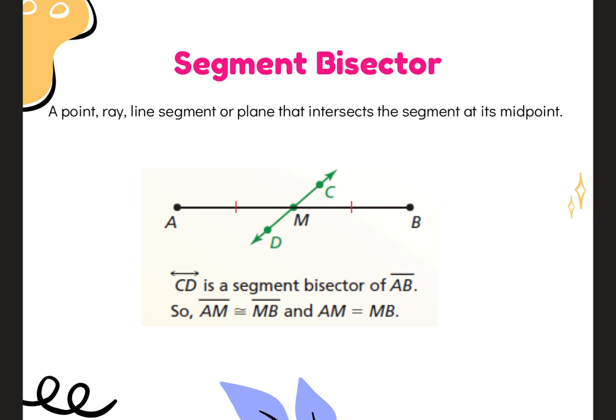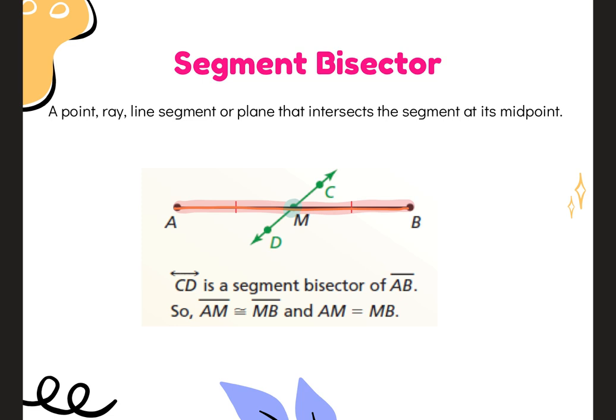A segment bisector is defined as a point, ray, line segment, or plane that intersects a segment at its midpoint. So it can only intersect a segment. AB is the one getting bisected. It can only bisect a segment because it has to end, right? If it was a ray, you would never be able to find the center of it. If it was a line, you'd never be able to find the center of it. But a line segment, we find the point halfway between those endpoints, which is the midpoint.